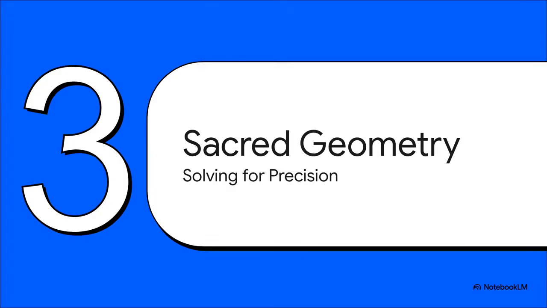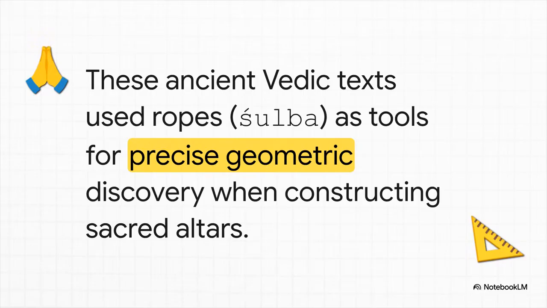All right, let's shift gears a bit, because all this cleverness wasn't just for abstract stuff like numbers. It was also deeply connected to the physical world, to geometry. And the big problem they were trying to solve was precision. How do you build these incredibly precise geometric structures like sacred altars when all you have are the simplest tools like ropes and pegs? The answer lies in these amazing texts called the Śulbasūtras. You can think of them as highly sophisticated instruction manuals for building these complex fire altars for religious ceremonies. And getting the dimensions exactly right was a sacred duty.